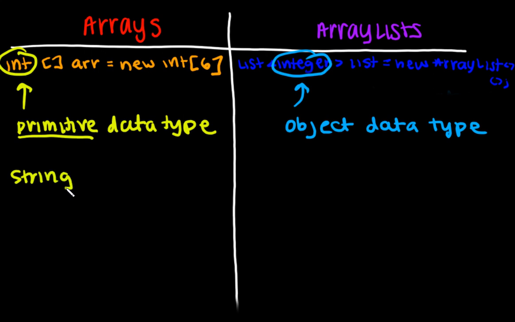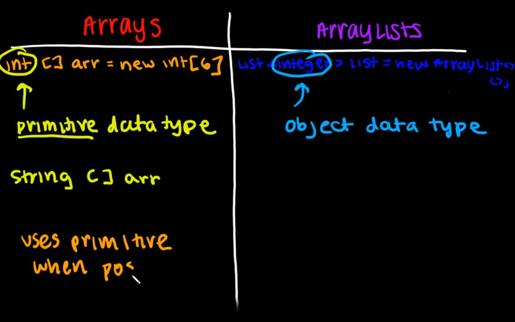You can declare a string array, but most of the time, if there is a primitive version, you will use the primitive data type. So use primitive when possible. However, in array lists, you only use objects, or most of the time you will use objects. You can see here as an example that it uses an object version of integer, even though it's storing integers. So this uses objects.